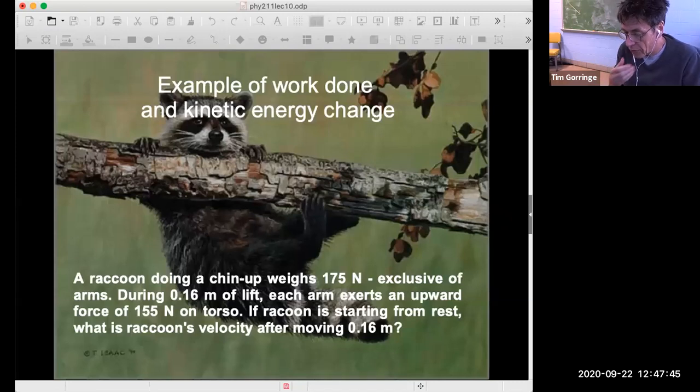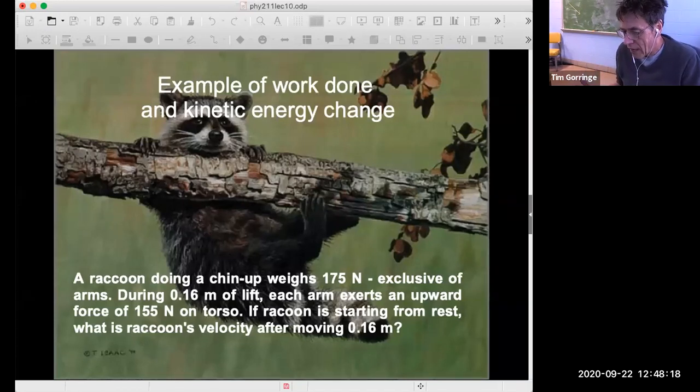And we're told a few facts about it. So one thing we're told is that the raccoon's weight, excluding the raccoon's arms, is 175 newtons. Now, it's the raccoon's weight excluding the raccoon's arms because his arms are lifting his body. So the weight the raccoon's arms are lifting is his weight less the weight of his arms. So that's why it's 175 newtons.